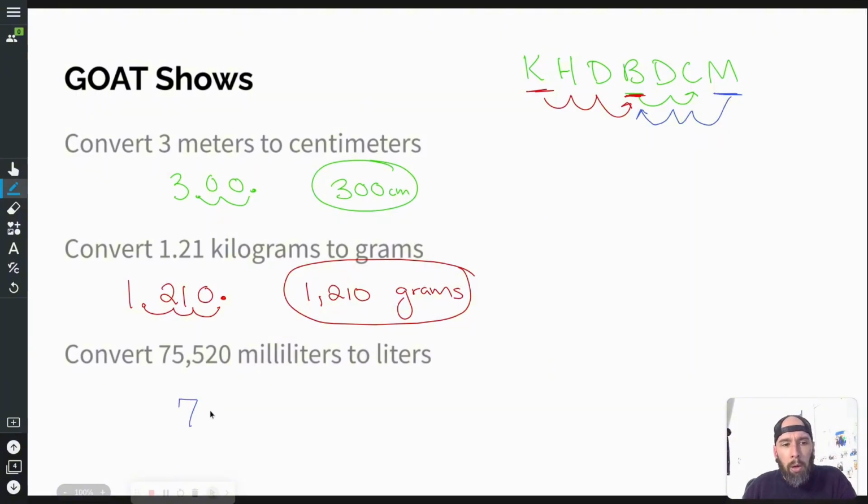So let's write out our number, 75520. Put a decimal where a decimal should be. I'm going to go to the left, 1, 2, 3, and put a decimal there. When I write this out, remember, if there's a 0 at the end of a decimal, you don't need it. So I have 75 and 52 hundredths liters.